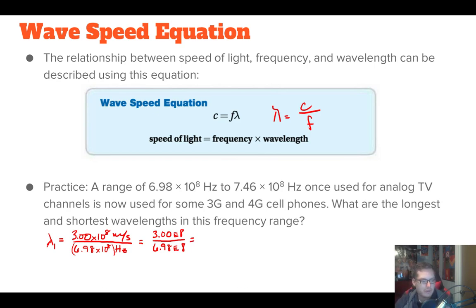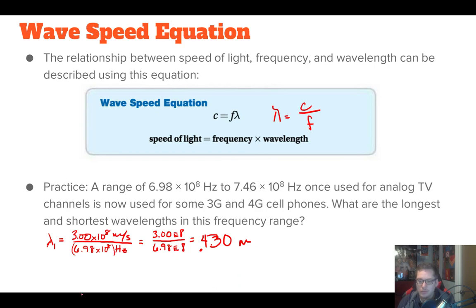On these calculators, it's right above the 7. This little comma button, so you'd hit second, comma, and then you'd get that E button. So if we go 3.00 E8 divided by 6.98 E8, we want 3 sig figs, so you get 0.430 meters.